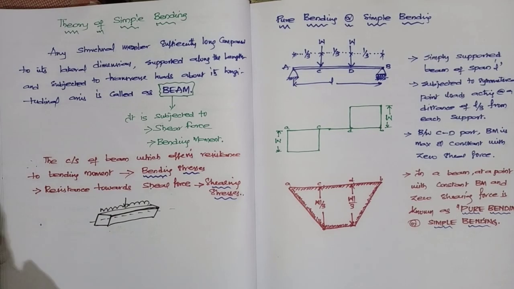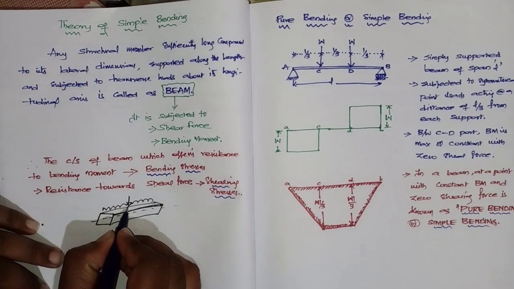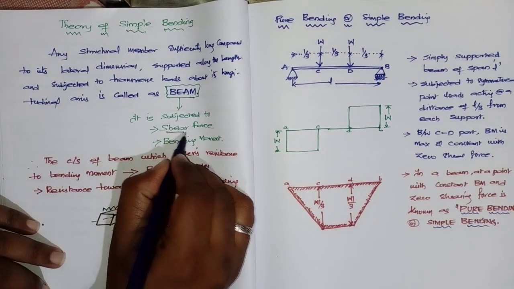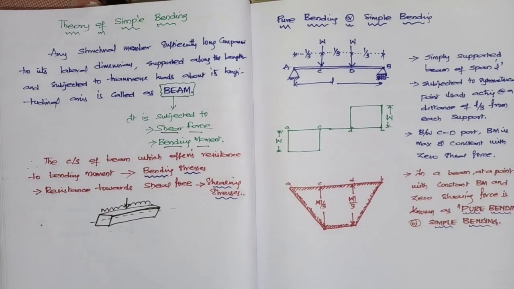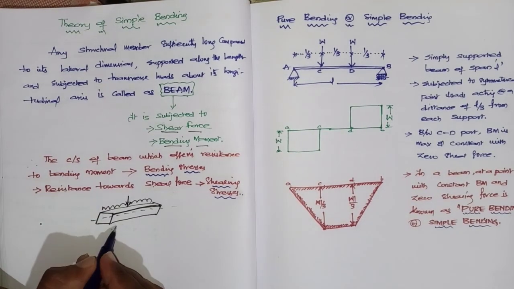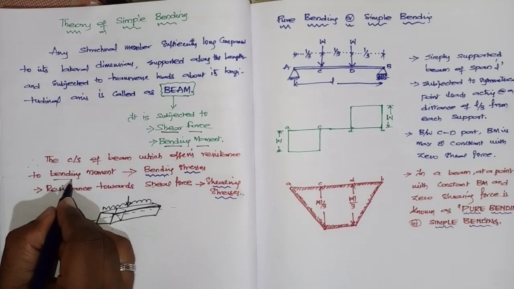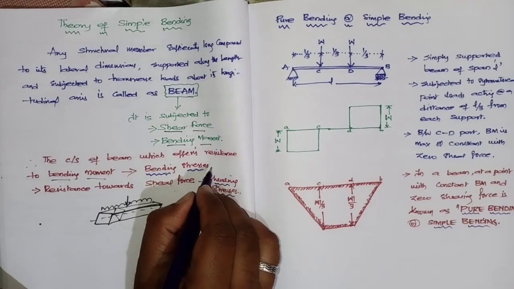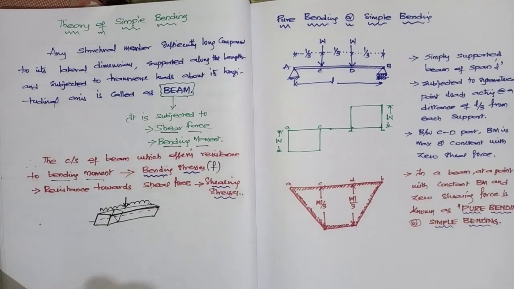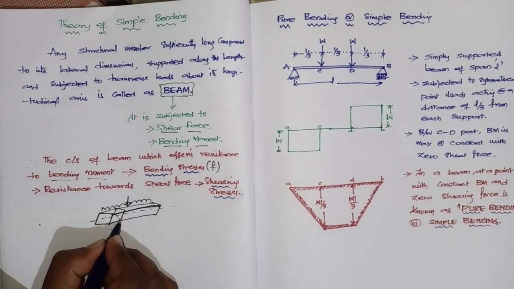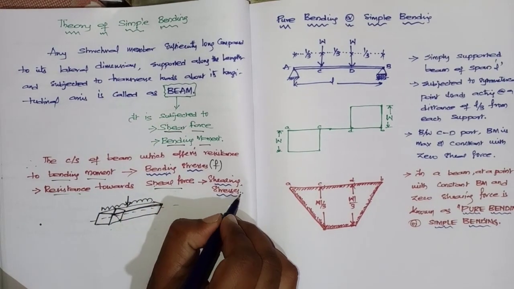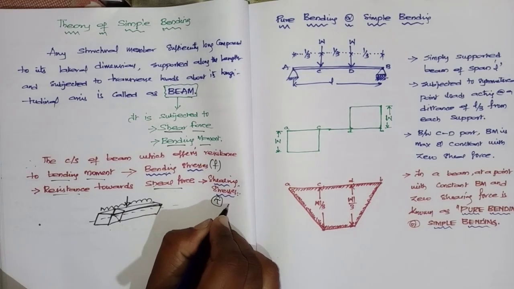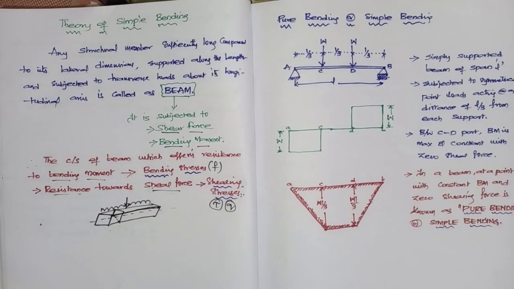Now because of this transverse loading, external loading, it is subjected to what? Shear force and a bending moment. Now the cross section of the beam which offers resistance to bending moment is called the bending stresses. It is denoted by F. And the cross section of the beam which offers resistance towards the shear force is called the shear stresses. That is tau, or sometimes it can be written as Q.